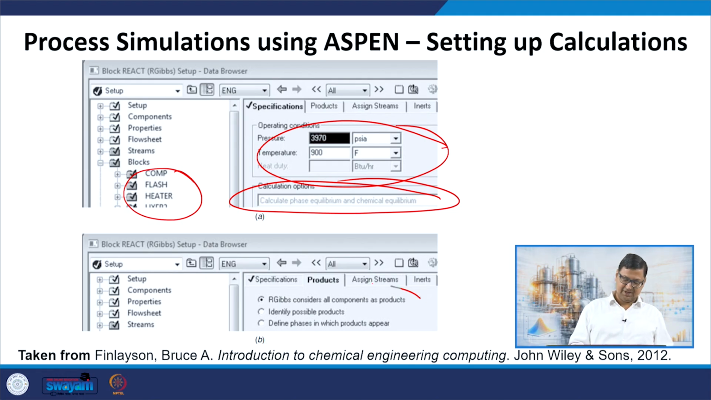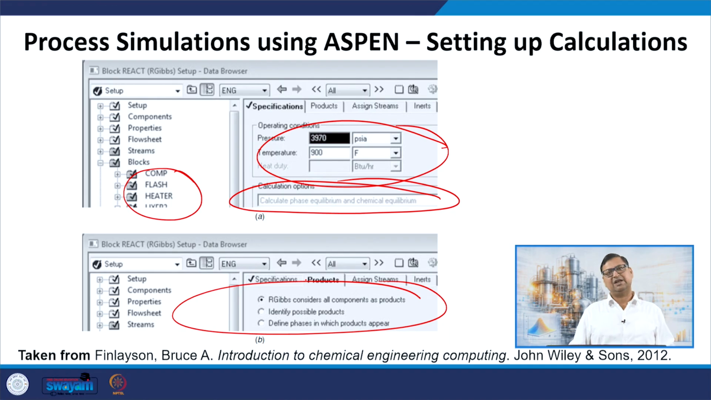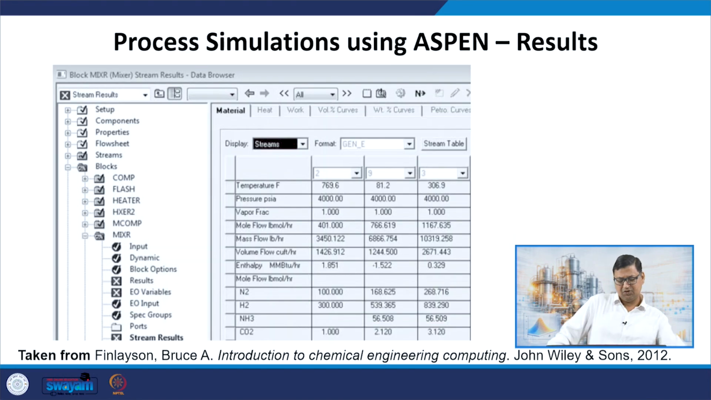And then we can have other settings depending on whatever calculations that one has to do, right? In this case, all components are being considered as products because it is based on the thermodynamic idea of Gibbs energy. We will try to minimize the Gibbs energy, and equilibrium behavior is determined using that, right? So that can be there for this particular block, but again it may change depending on the equipment that you have.